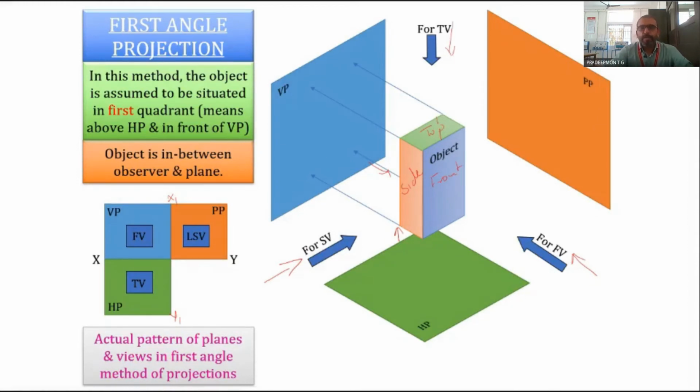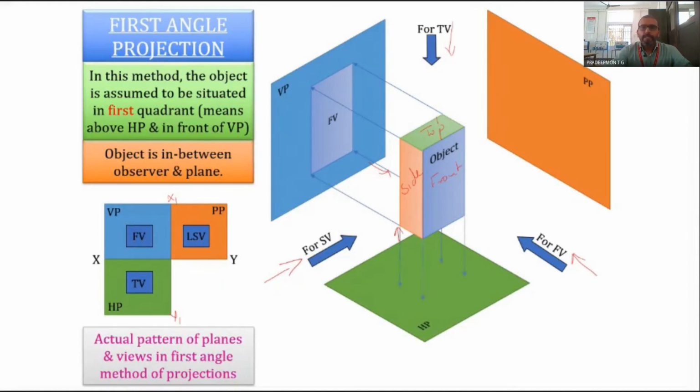Or if we make a parallel source of light, or parallel rays of light, to fall on this object from the front view side, from the side of the observer, the shadow will be generated like this in the vertical plane. So this is the front view.